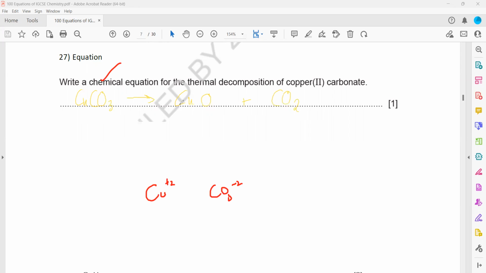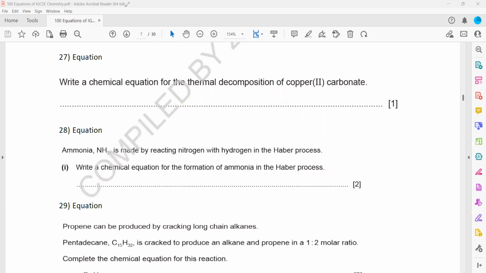Whenever metal carbonates are decomposed, they form metal oxide plus carbon dioxide. So copper oxide will be there. What is the formula of copper oxide? Copper is +2, oxygen is -2, so the simplified formula will be CuO. And then carbon dioxide is CO2. This equation is already balanced, so you don't have to write any coefficient for balancing.